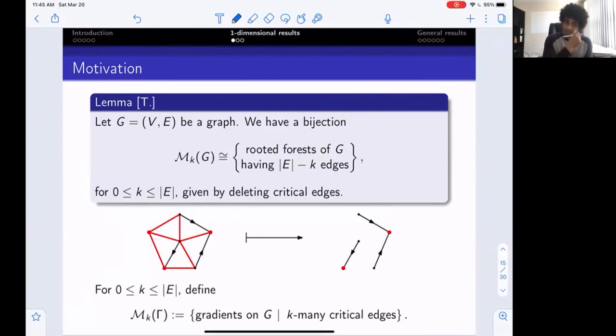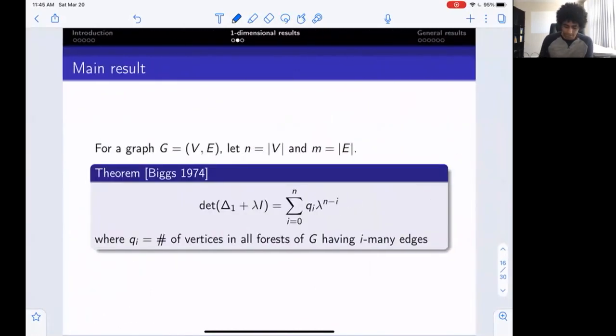But it's actually going to be very helpful, in particular in using a very old theorem of algebraic graph theory. There's this theorem by Biggs that essentially says that the characteristic polynomial of the graph Laplacian has coefficients given by counting the number of vertices in all forests of the graph having i many edges. So for Qi, fix a forest having i many edges, count its vertices, fix a different forest having i many edges, count its vertices, and so on, sum that all up, and that's Qi.